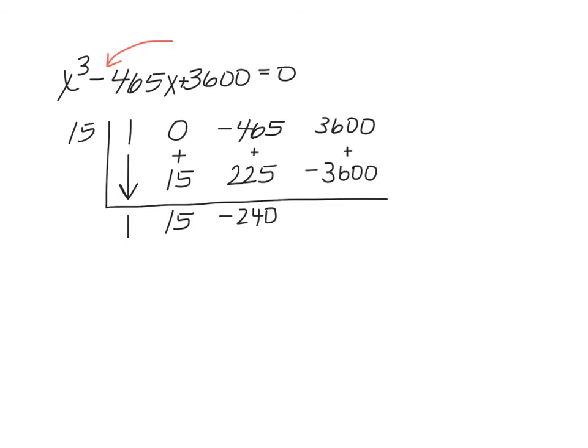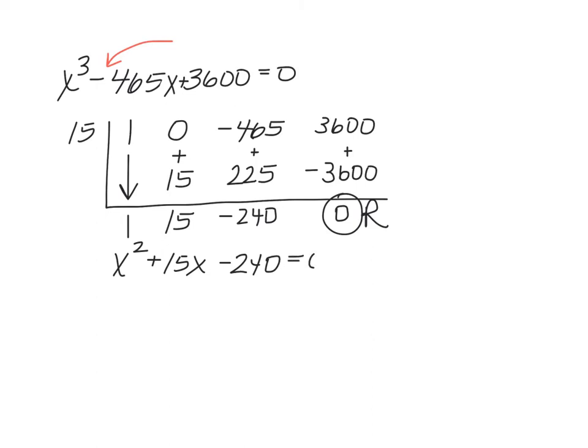Thank goodness, because that tells me that my remainder is 0. So this confirms that 15 is one of my solutions to this equation. 15 is going to be one of my zeros. So now what remains is a 1, 15, and a negative 240, which represents a 1x squared plus a 15x minus 240.